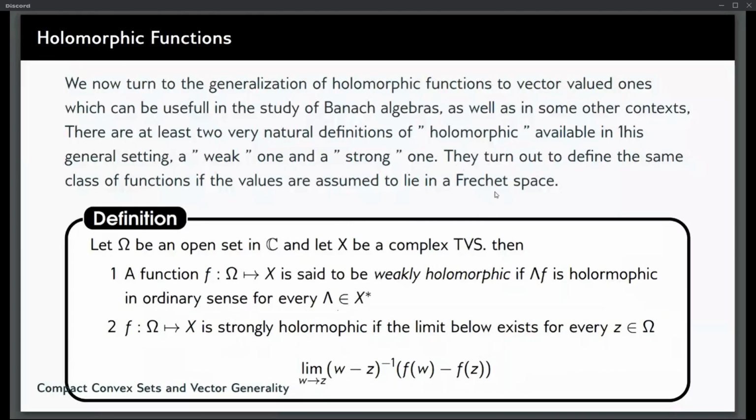Now, what's surprising, and what we won't prove but you should check out the proof for, is that in a Fréchet space, these happen to be the same concept. We already know that strongly holomorphic trivially implies weakly holomorphic, right? Because lambda is continuous. So if this limit exists, then obviously lambda of f is going to be holomorphic. But the opposite direction is the one that's non-trivial.